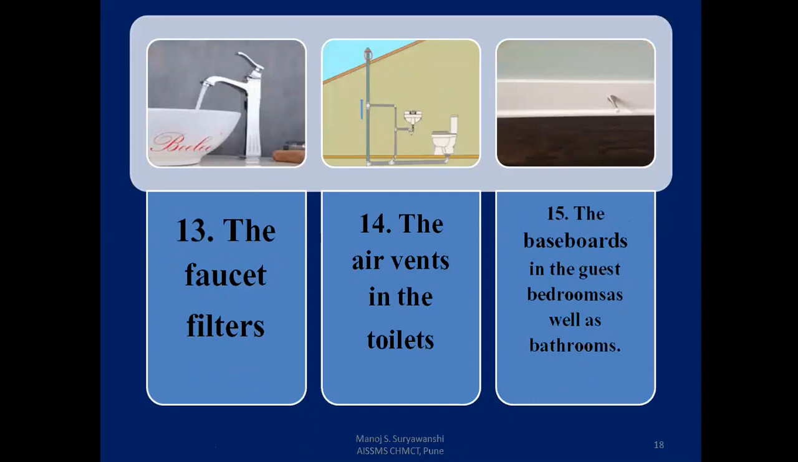Again, the next three areas are also equally important as the dirty dozen areas, which are called the faucet filters. All the faucets should be cleaned properly on a regular basis. Then the air vents in the toilet. You can see there is a U-shaped vent in the toilet bowl, the WC bowl. That should be properly cleaned, and ensure that dust does not settle on this part.